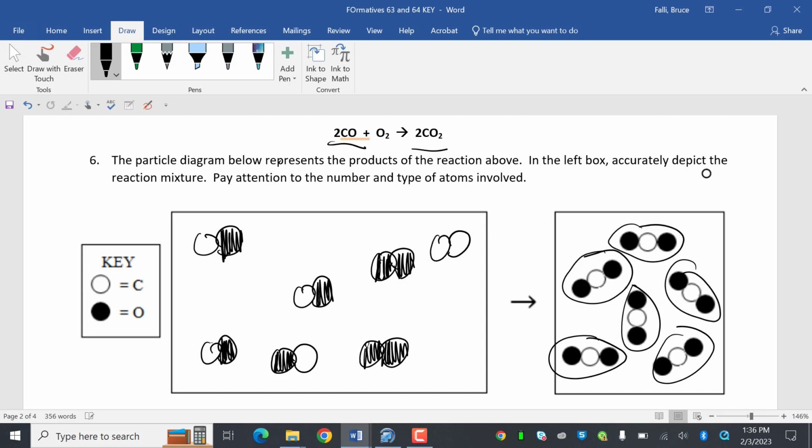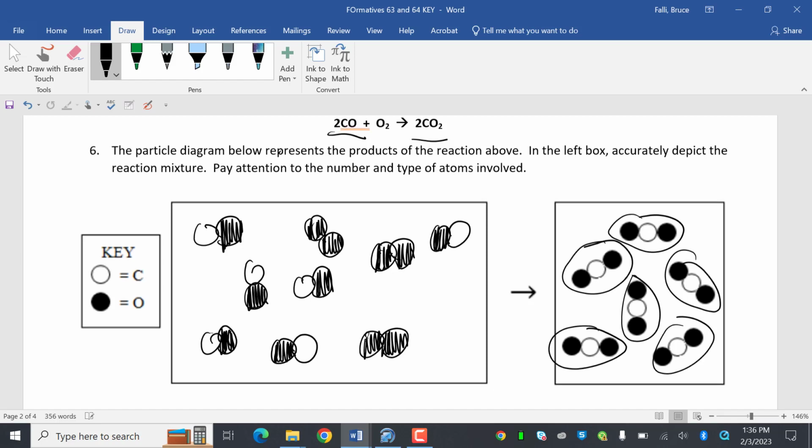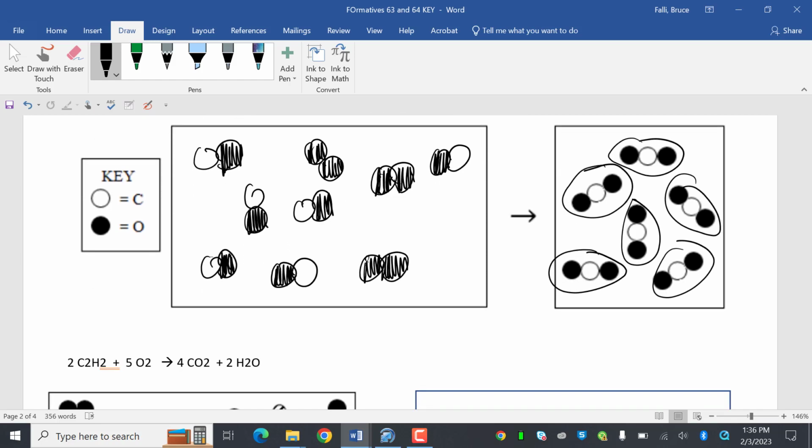So CO. And it doesn't matter which way you color it in, but it's got to be one white and one black, right? And I can even rotate them a little bit. Two COs and then one O2, which will be black and black. So there you go. And that's what it would look like.